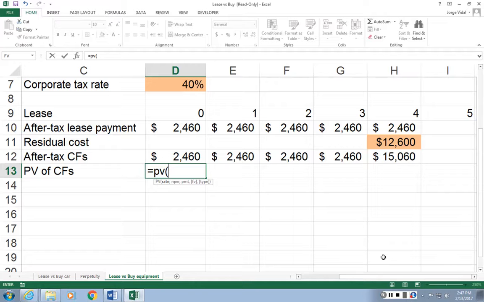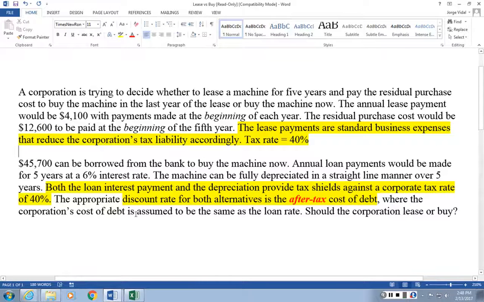Let me point this out so I can do it with you. In your handouts, if you read this right here, the appropriate discount rate for both lease and purchase is the after-tax cost of debt, because companies, when they have debt, can deduct the interest payment. So we always do this in after-tax cost of debt.